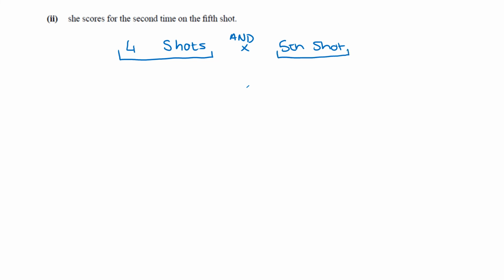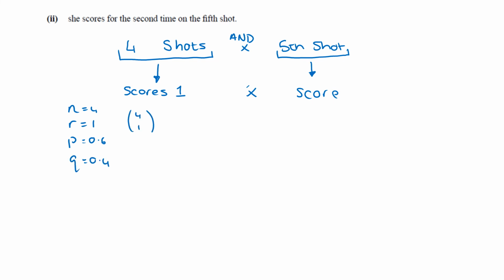And they've said to us she scores for the second time. So this is a score. And that means in here is a Bernoulli trial where she scores once. So we break this down into 2 sections. So this is n equals 4, r equals 1, p equals 0.6, q equals 0.4, and it is 4 choose 1, 0.6 to the power of 1, 0.4 to the power of 3.